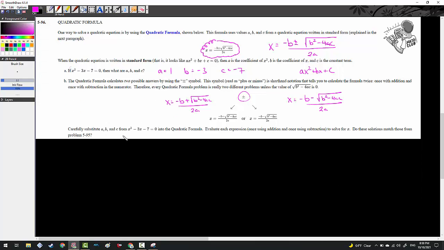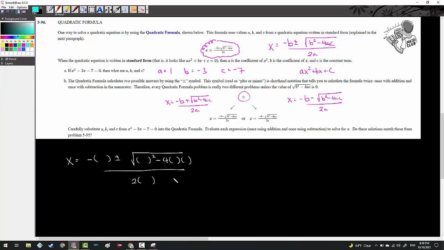But it says carefully substitute a, b, and c into the equation and find out the value. Do we match from 5-95? Let's find out. So in this case, we know that a is 1, b is negative 3, and c is negative 7. So again, I'll plug those values into this mysterious quadratic formula here. I'm going to get negative blank plus or minus the square root of a blank squared minus 4 times 2 blanks, all divided by 2 times a blank. Now, this is my general setup for the quadratic formula every single time we deal with it. So I will go ahead and just fill in those blanks.